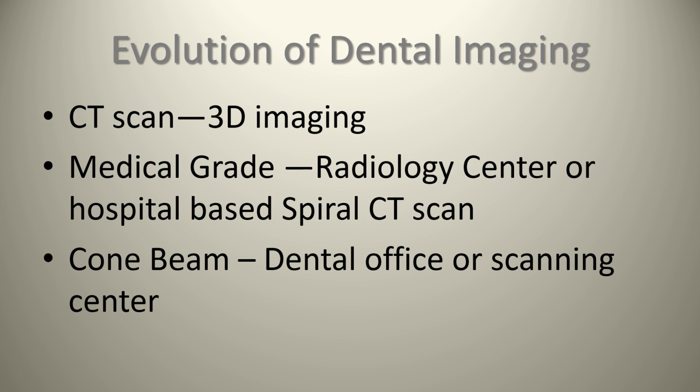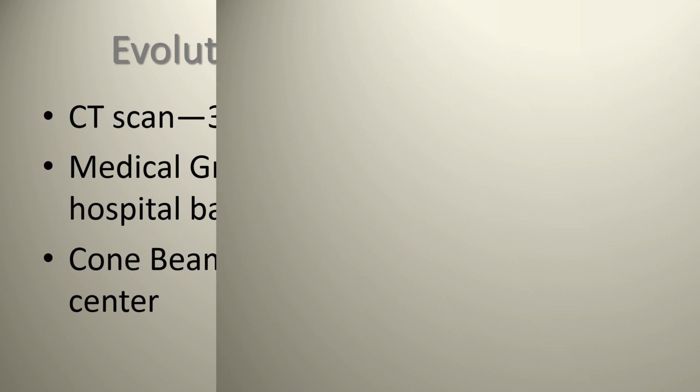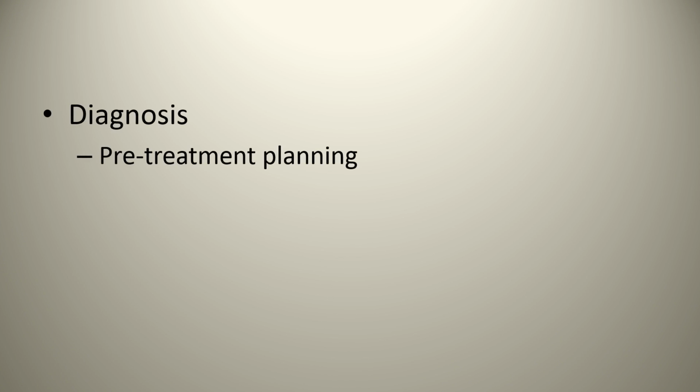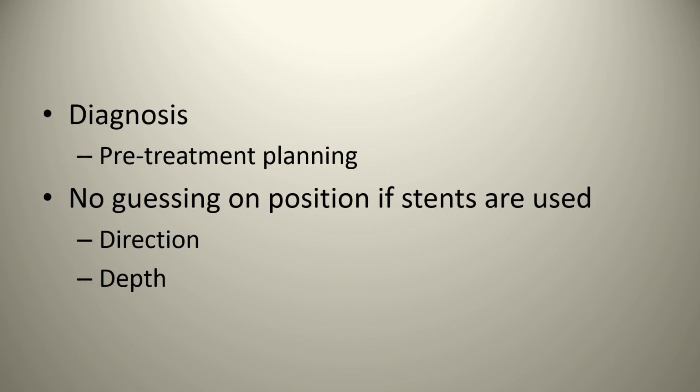So what are these capabilities? Basically, the capabilities you get are from the diagnostic perspective in terms of pre-treatment planning, and one needs to consider: do they require a cone beam CT in this particular case? There also would be basically no guessing upon position for the implant if stents are used, in terms of either direction or depth.